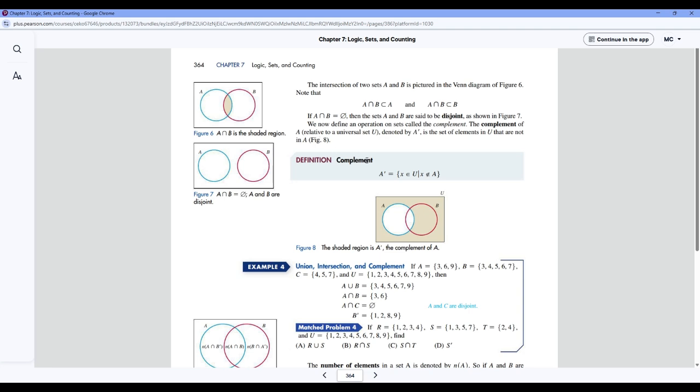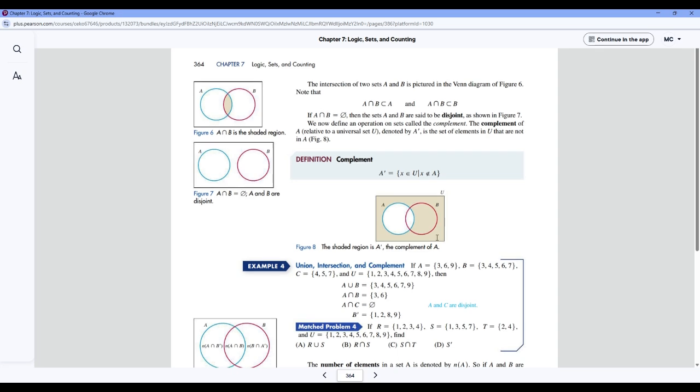Okay, complement. So if you look at this example, the complement of A would be everything that's not in A. So it's everything that's in the universal set and everything that's in B. So there you go, that would be that region. There you go, that's a complement.